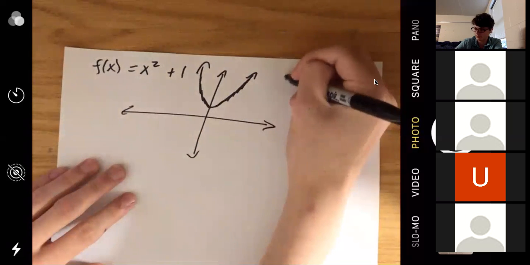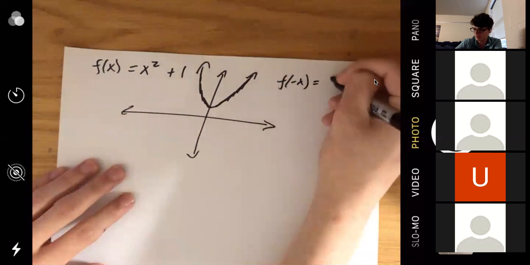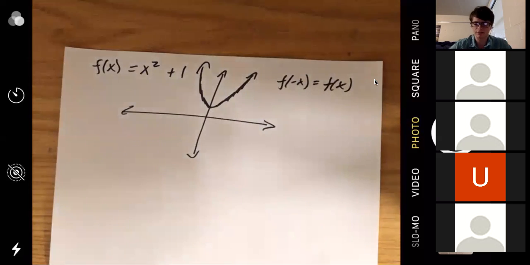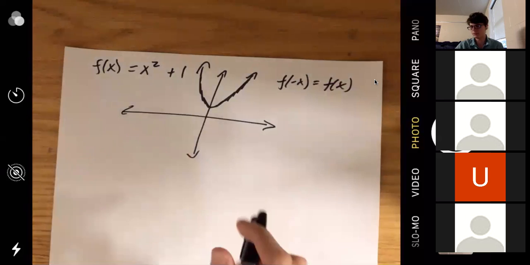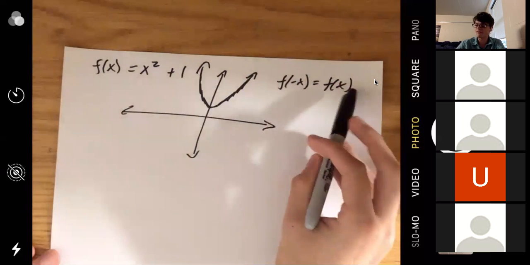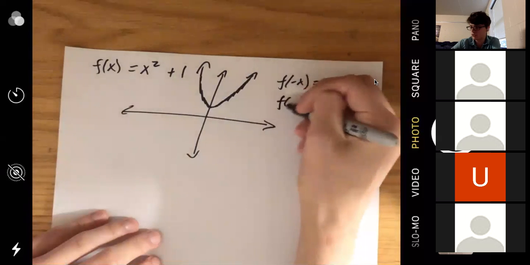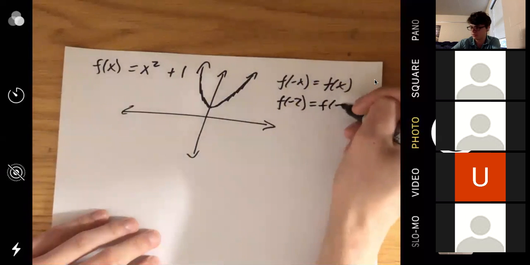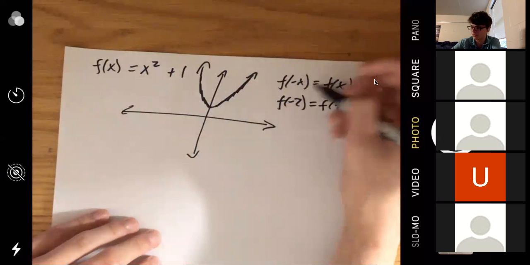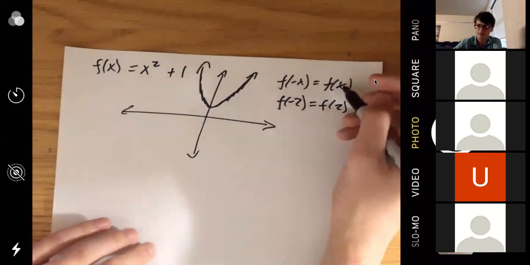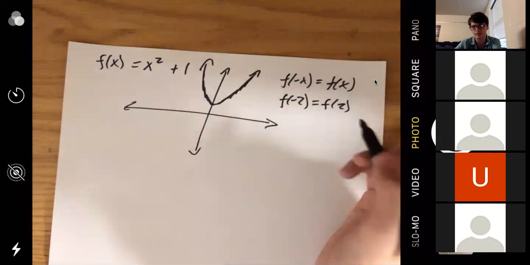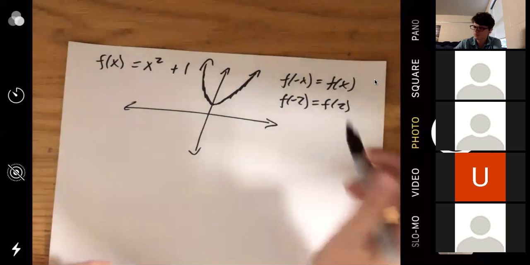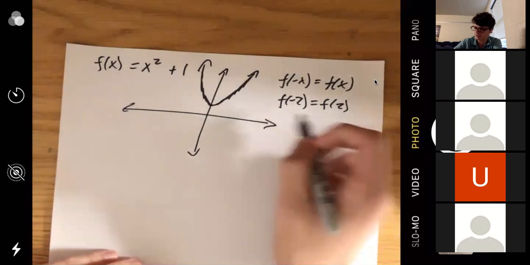So let's recall even functions have the property f of minus x equals f of x. What that really means in practice, if we talk about it from a graphical perspective, is that the negative x values are going to have the same y value as the positive x value. So f of negative 2 is going to be the same as f of 2, because I can replace x by anything I want to. If I know this property is true, then I can take any specific x value and it will still be true. So if f of minus x equals f of x, then f of minus 2 is going to be equal to f of 2.